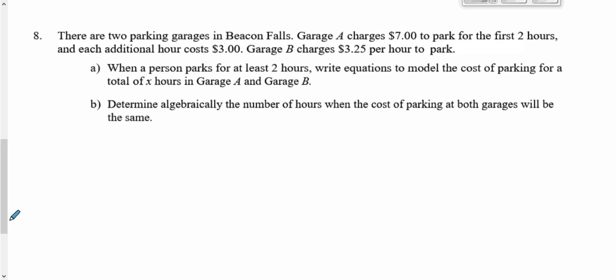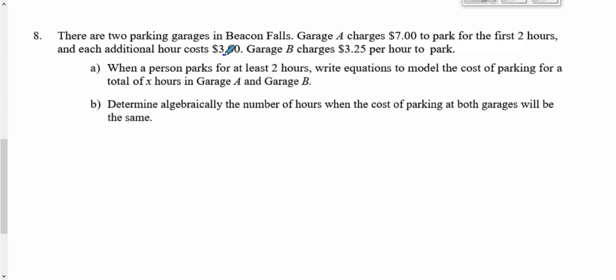So I have garage A, garage B. You see they have different cost structures per hour? Slightly different? So part A is going to ask us to write equations. Garage A charges $7 for the first 2 hours. So 2 hours is a flat $7, right? And then what does garage A do? Every hour after that is $3, okay?